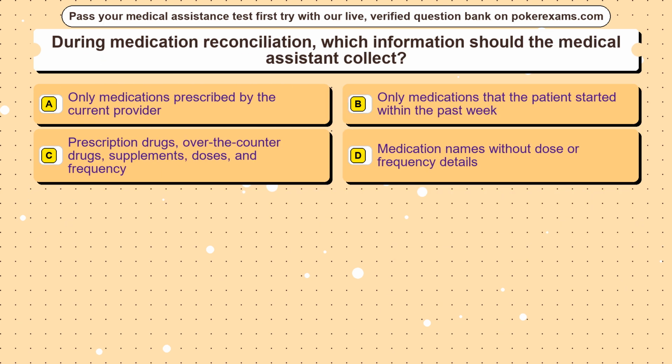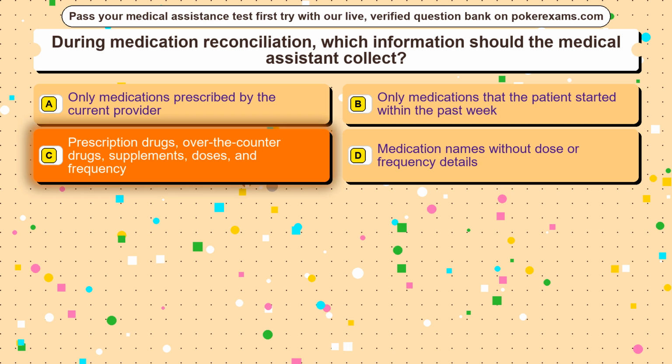Question 89. During medication reconciliation, which information should the medical assistant collect? Option A. Only medications prescribed by the current provider. Option B. Only medications that the patient started within the past week. Option C. Prescription drugs, over-the-counter drugs, supplements, doses, and frequency. Option D. Medication names without dose or frequency details. The correct answer is option C.